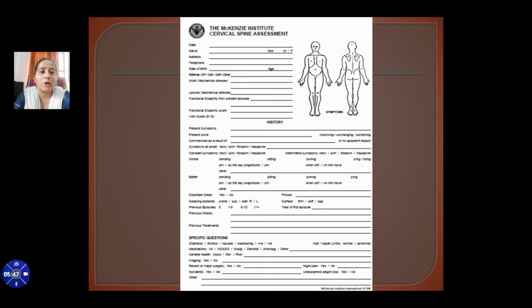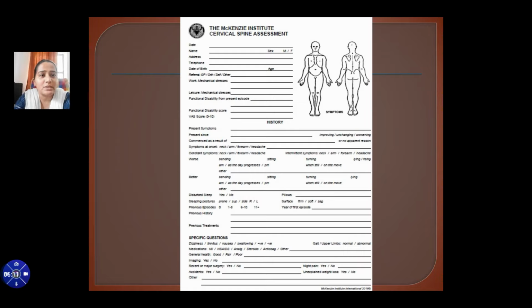And next you have to mark when it is better, when the patient is feeling better. The patient is feeling better in standing, in sitting, or in lying, that can be mentioned. So we have to mark it. Again, when it is becoming better, we have to mark the AM to PM progression. That means whether the patient is feeling better during the daytime or during the night time.